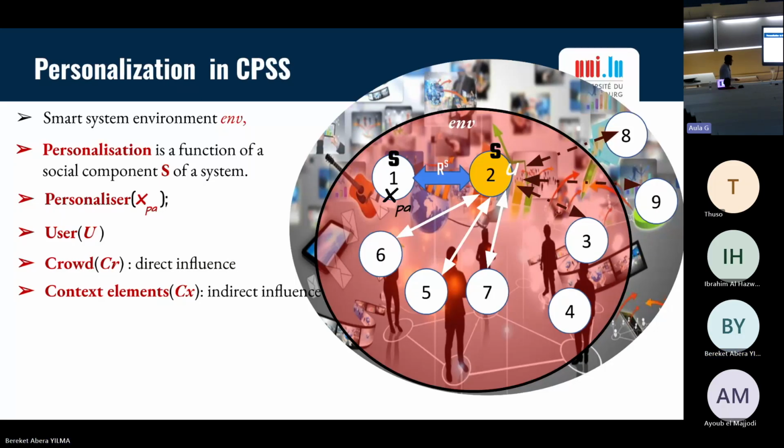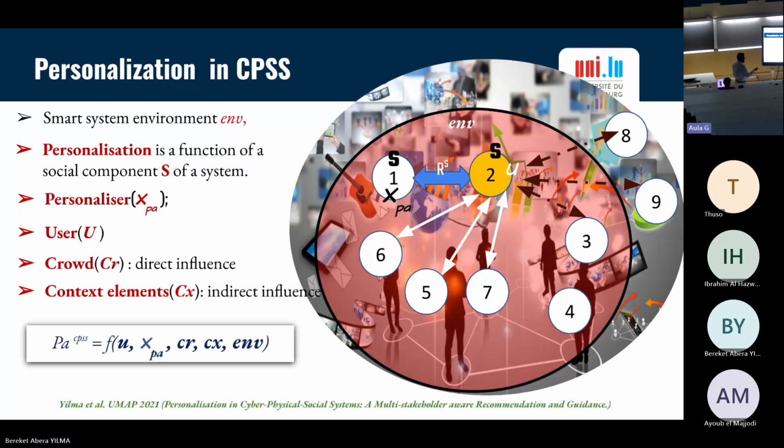And this essentially leads to formulating this task of personalization in the CPSS context as a function of the user, the personalizer, the crowd, and you can have context elements depending on the scenario you want to model, and the environment itself. For example, the museum itself has its own objective. It's a system. There is a rule. There is a goal that the museum wants to achieve. So you have to satisfy or respect that when you are designing personalized recommendation for the users.